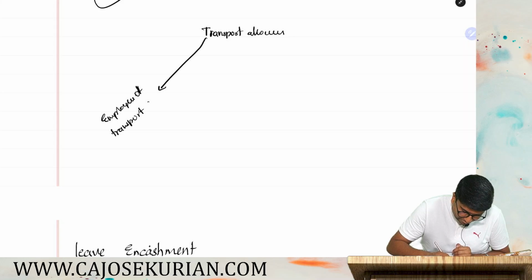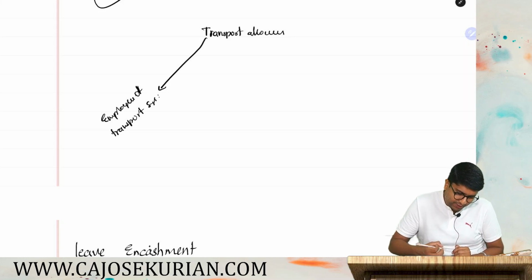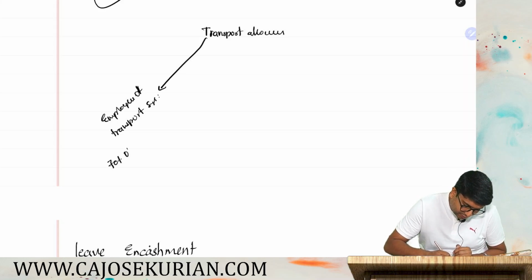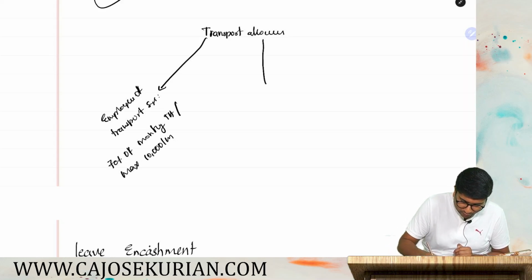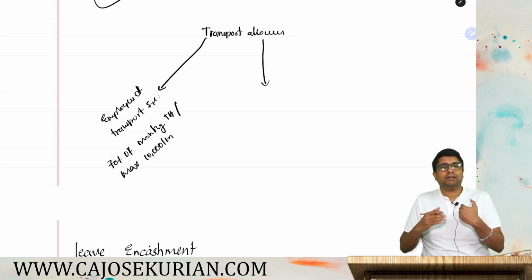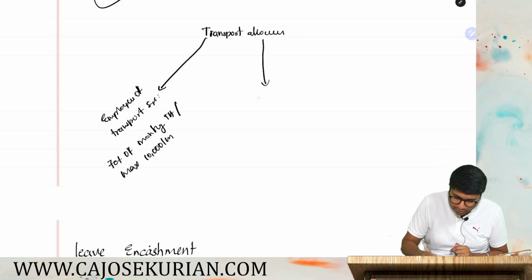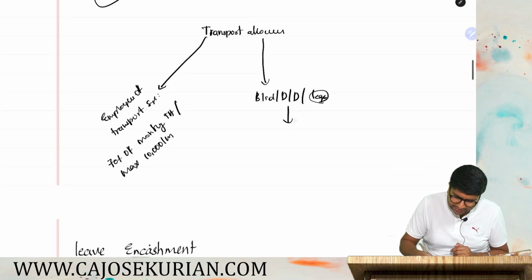If you're an employee of a transport system, then how much is the exemption? You can claim 70% of the monthly transport allowance, subject to a maximum of how much? 10,000 per month. Now, if you are an employee working in some other system, but you are blind, deaf or dumb, or you have a problem with your legs or the lower part of the body, you have a disability. In such a case, how much is your exemption?